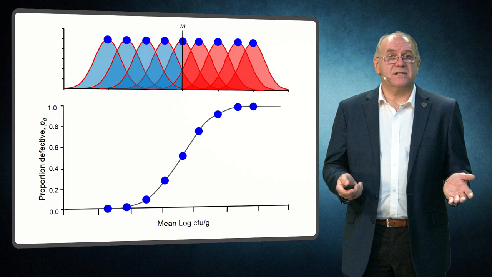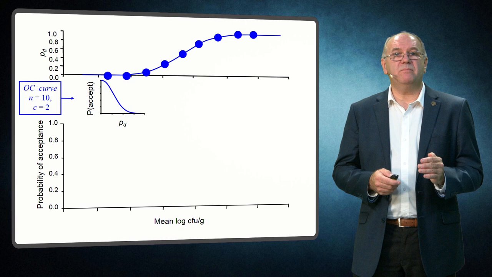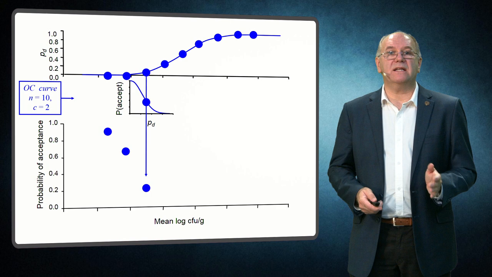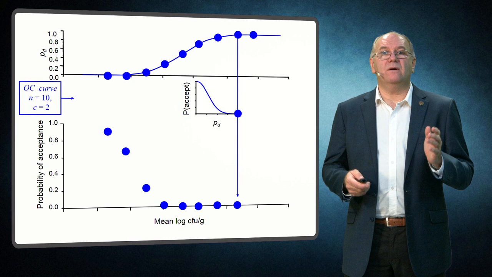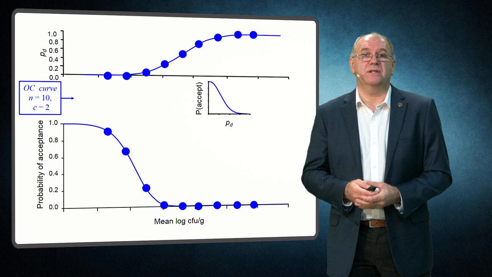So far so good, but we're interested in relating the probability of accepting a lot in relation to the mean count. But based on the operating characteristic curve that I've talked about earlier, for a given proportion defective, we can calculate the probability of acceptance. So for each proportion defective, we can now convert that to the probability of acceptance, and then link that to the mean concentration, which is what we're interested in. So now we can relate the performance of sampling plans to the mean concentration of microorganisms that could be detected at a given probability. So what can we do with that?